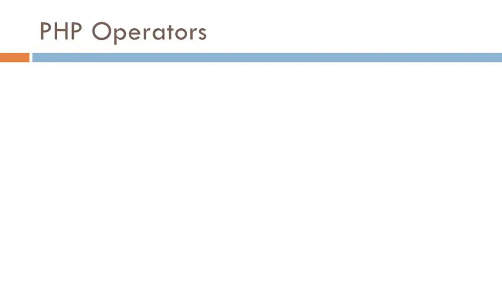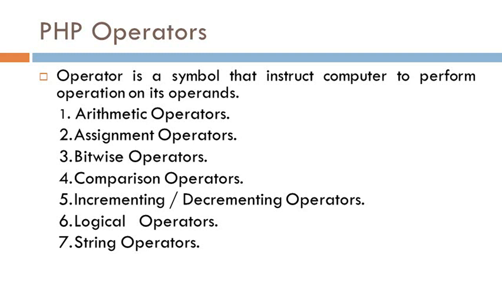Next is PHP operators. An operator is a symbol that instructs the computer to perform various operations, like arithmetic, logical, or bitwise operations, on its operands. The operators supported by the PHP language are arithmetic operators, assignment operators, bitwise operators, comparison operators, increment or decrement operators, logical operators, and string operators.